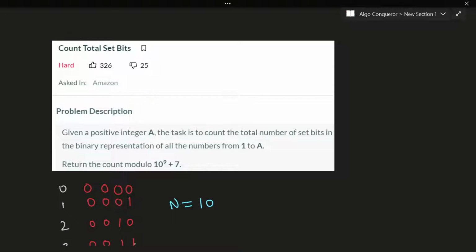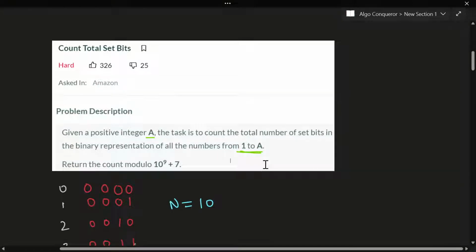First, let's read the problem. Given a positive integer a, the task is to find the total number of set bits in the binary representation of all numbers from 1 to a. We previously solved a problem called number of 1 bits. I hope you remember that. In that question we had to count the number of ones in a single number. But here, if we are given a number a, we have to return the total number of ones in the binary representations from 1 to a. This is basically the problem.